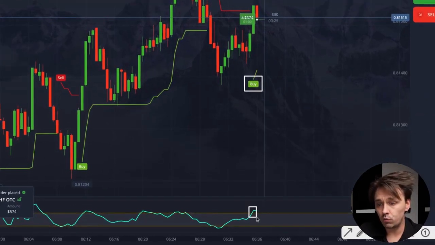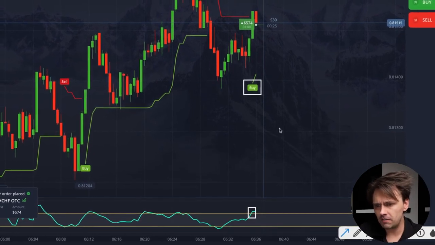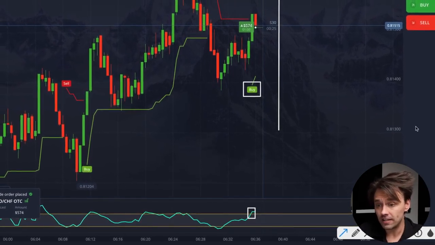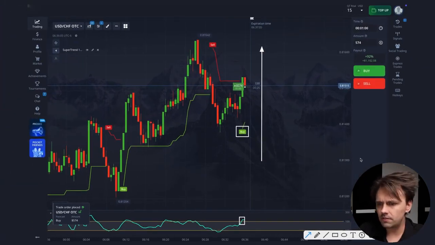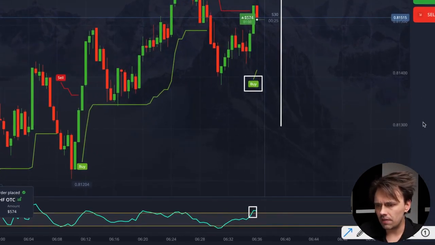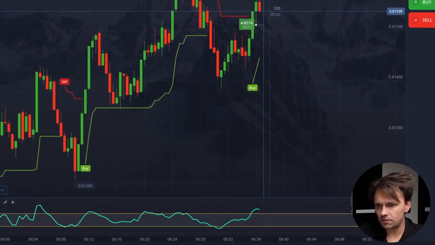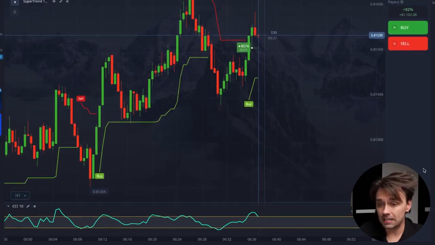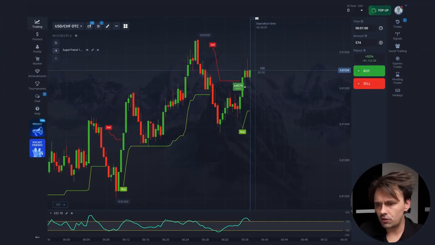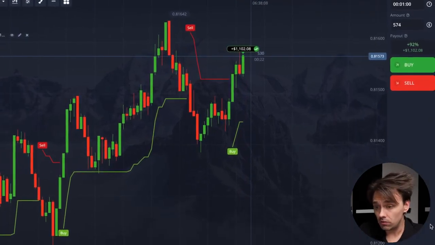CCI is directed upward and is in a strong area. This confirms buyer momentum and the market's readiness to continue rising. From the candles, you can see that after pullback, the price reversed and started moving up. Green candles maintain the structure, there is no seller pressure, a buy trade looks justified and logical. So we're waiting for the trade to close, and I get $1,102, which is pretty much what I counted on.